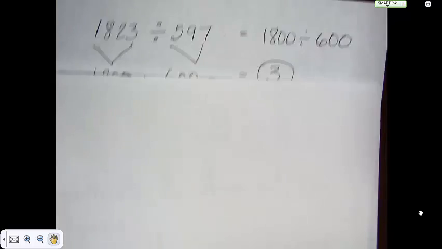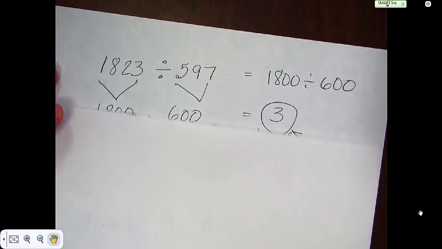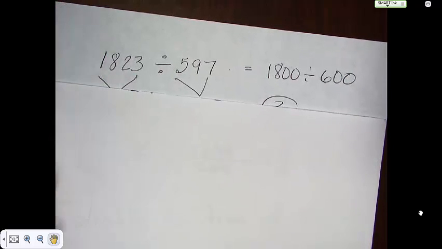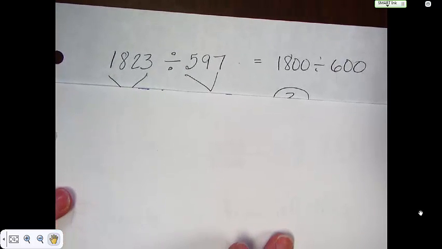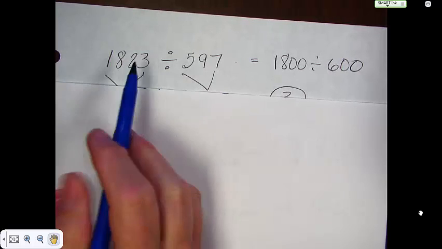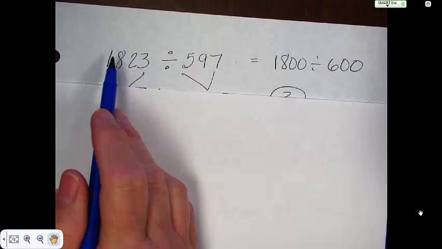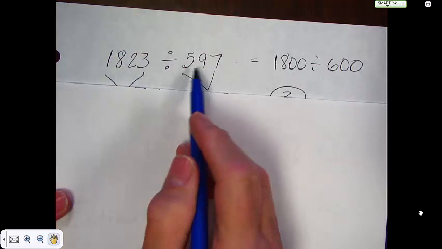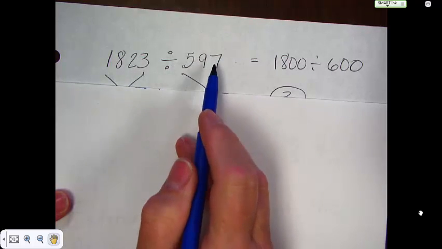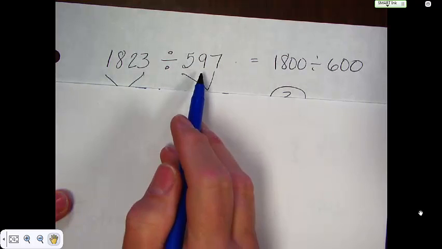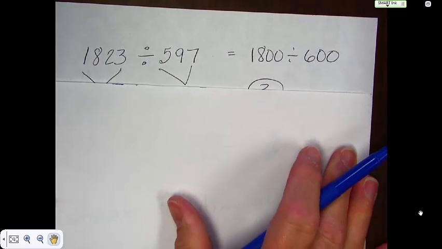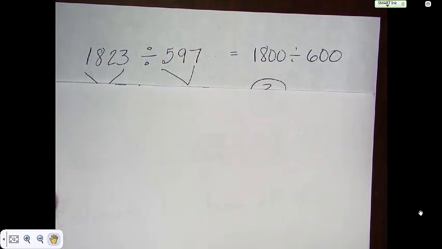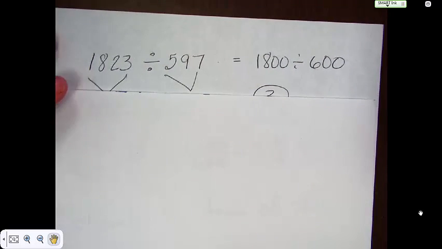Okay, one last page that I want to go over here. I hadn't done any division, so I kind of wanted to throw a division problem in for you. 1823 divided by 597. 1823, is it closer to 1800 or 1900? Closer to 1800. 597, is it closer to 500 or 600? It is closer to 600. So we end up with 1800 divided by 600. 18 divided by 6 is 3.